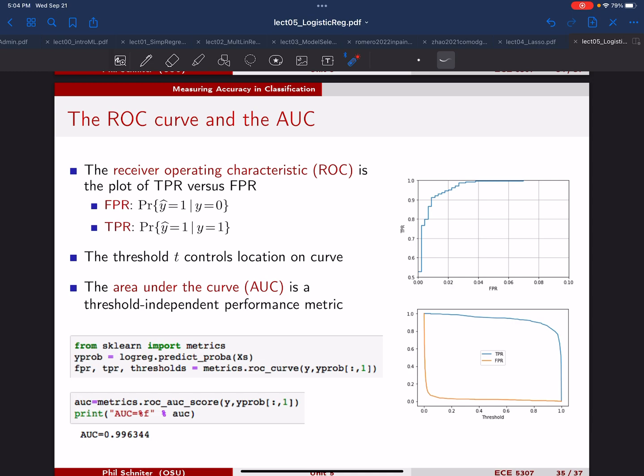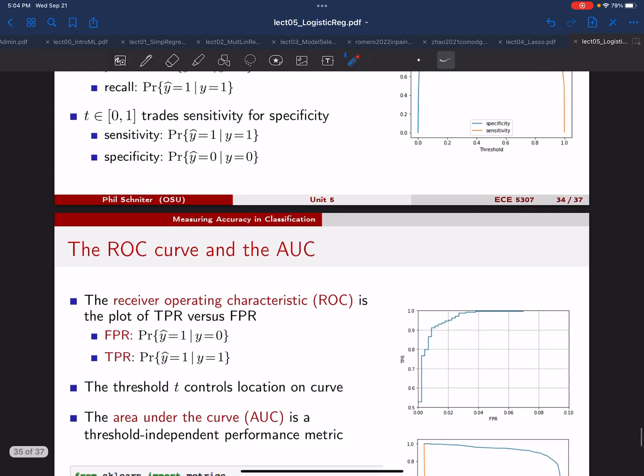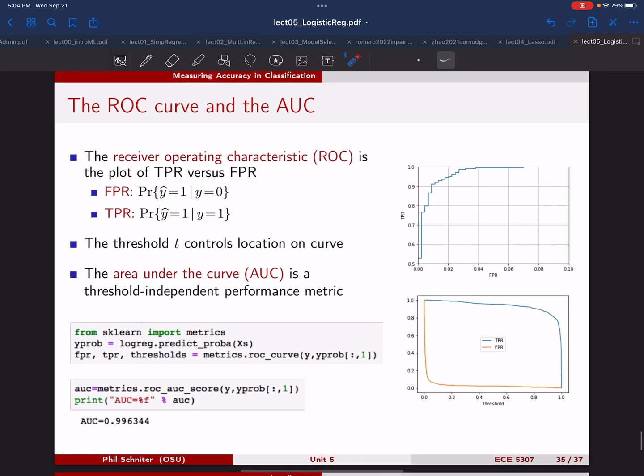There's another option we have too, which is, instead of looking at precision, recall, sensitivity, specificity, we could think about the false positive rate and the true positive rate. This is a little bit more common in electrical engineering and radar. They talk about basically false alarms and probability of detection. That's essentially what these are.